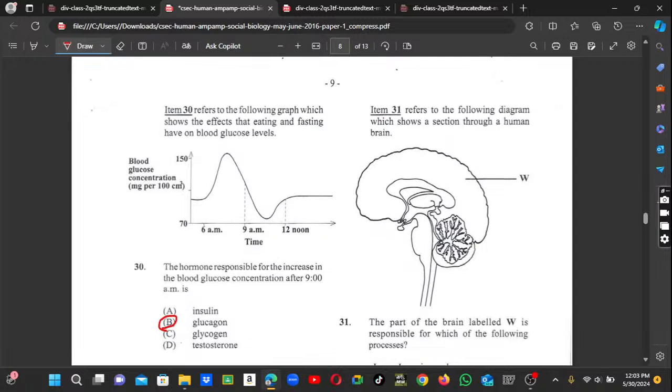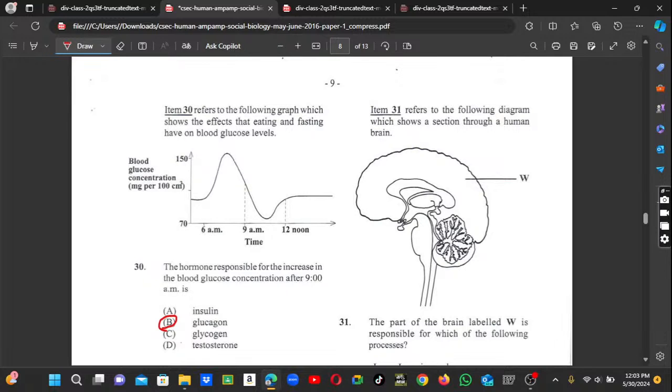Number 30 now. It says, referring to the diagram here that's showing the effects eating and fasting have on the glucose level. So number 30 says the hormone responsible for the increase in blood glucose concentration after, I would say, 9 o'clock a.m. is. So therefore, we are talking about glucagon, right?